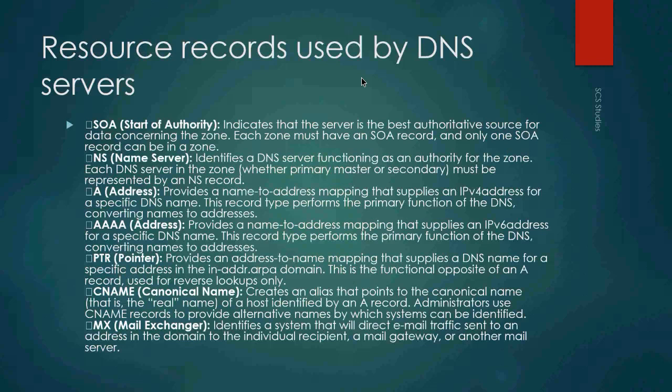Next is the NS record, which is known as the name server record. It identifies a DNS server functioning as an authority for the zone. Each DNS server in the zone, whether primary, master or secondary, must be represented by an NS record. So each and every DNS server is also known as a name server. A record, A for address record, provides a name to address mapping that supplies an IPv4 address for a specific DNS name. This record type performs the primary function of DNS.